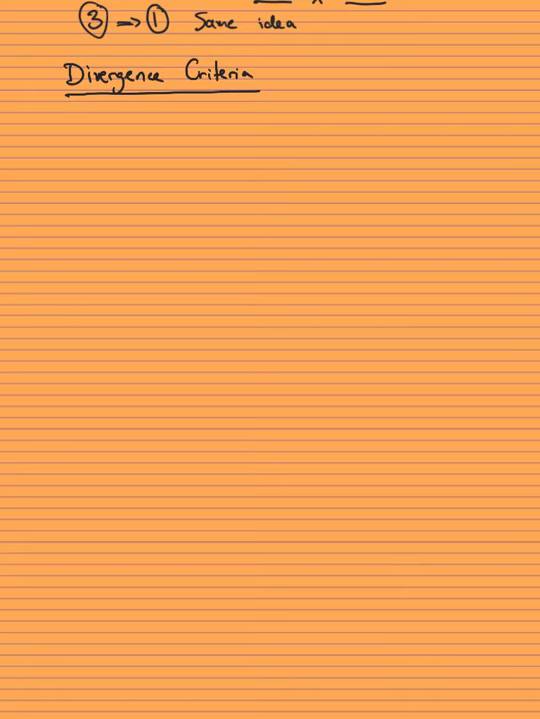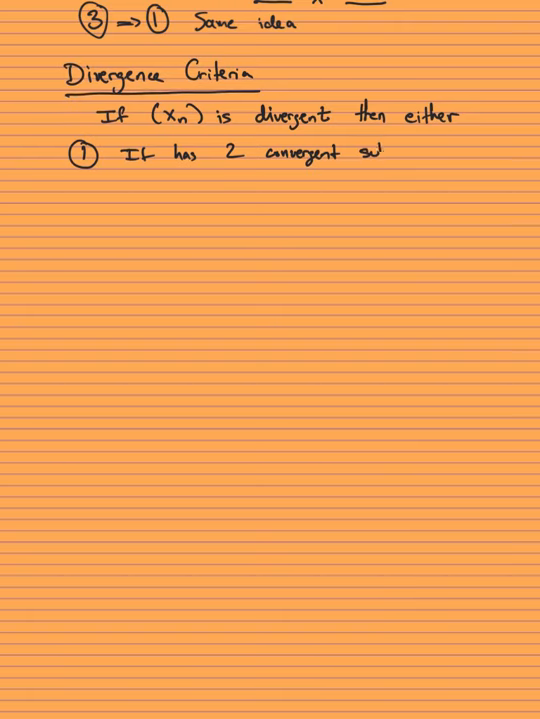Okay, so what has to happen? So suppose that x_n is divergent. Okay, so there's no x which it converges to. Well, there's two possibilities. Then either it has two convergent subsequences, which converge to different points.